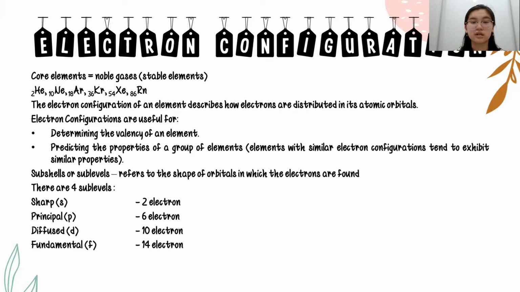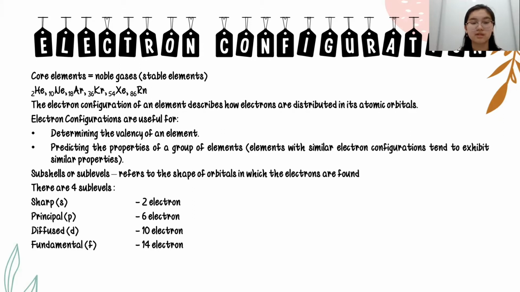The electron configuration of an element describes how electrons are distributed in its atomic orbitals. Electron configurations are useful for, first, determining the valency of an element, and second, predicting the properties of a group of elements. Elements with similar electron configurations tend to exhibit similar properties. Subshells or sublevels refer to the set of orbitals in which the electrons are found.